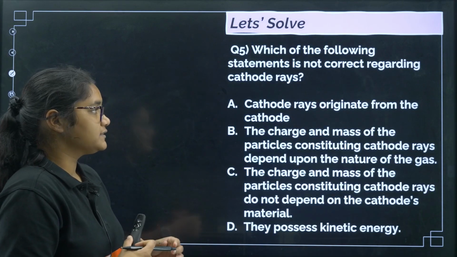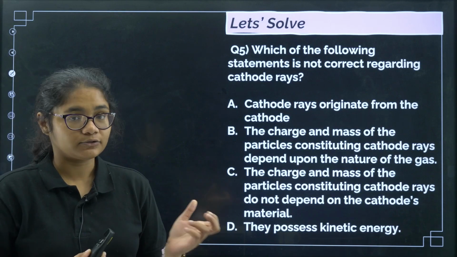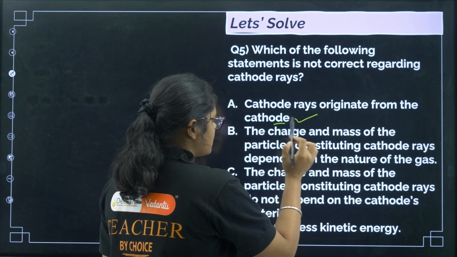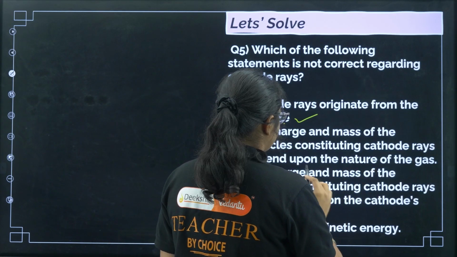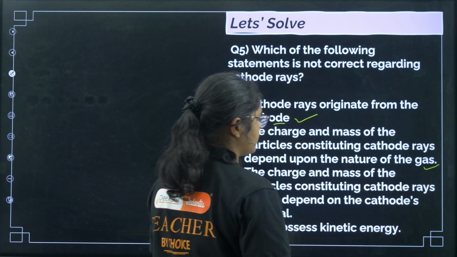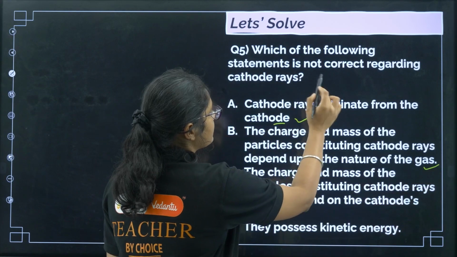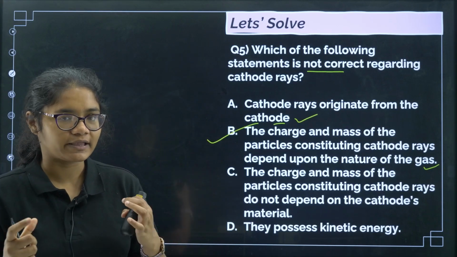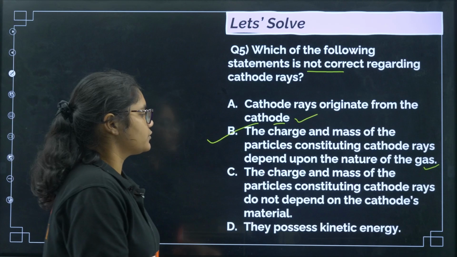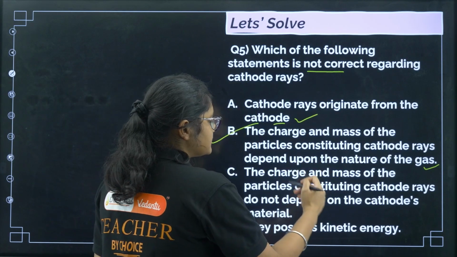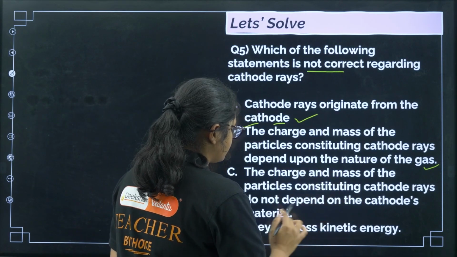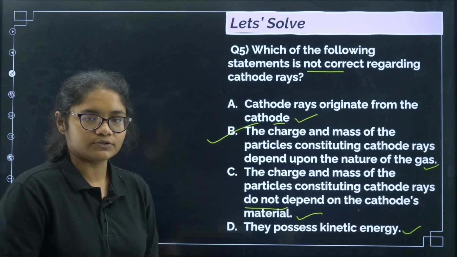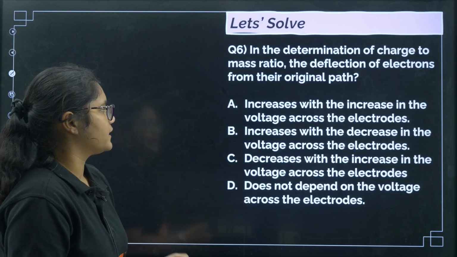Okay, next, which of the following statements is not correct regarding the cathode rays? Cathode rays originate from the cathode. Yes, this is true. The charge and mass of the particles constituting the cathode rays depend upon the nature of the gas. This is incorrect, right? We have discussed that in anode rays it depends upon the nature of the gas, but in cathode rays it does not depend. So yes, this is the wrong statement. Next, the charge and mass of the particles constituting the cathode rays do not depend on the cathode's material. Yes, this is correct. They possess kinetic energy. This is also correct. So option number B is the correct answer here.